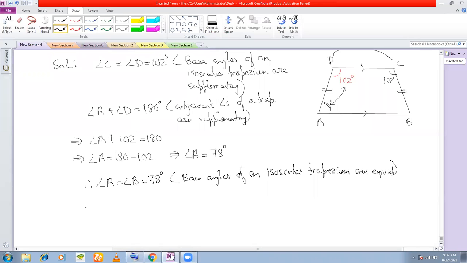So we have found all the angles. Hence, what are the angles? Angle A we have found out to be 78 degree. Angle B we have found out to be 78 degree, and angle D we found out to be 102 degree, right? And angle C was given to you already as 102 degree. That's it. Do you understand? Yes, sir. I'll stop here.